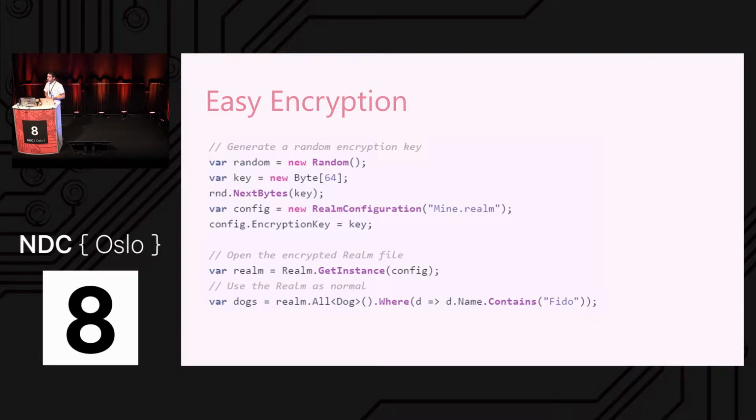You can turn on encryption by just passing it a new byte array and saying this is my realm configuration, and now everything will be 256-bit encrypted on the device automatically for you. And now you would just go out and get your dogs and do all your contains or anything like that automatically. And that's just the database. There's no online or offline sync yet.